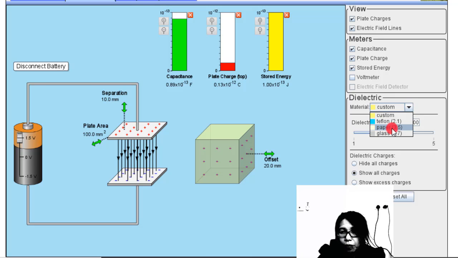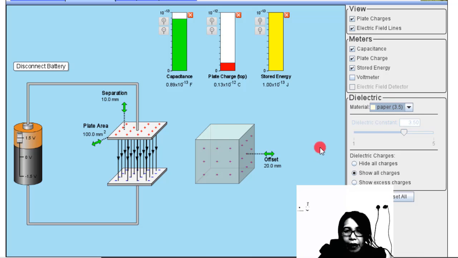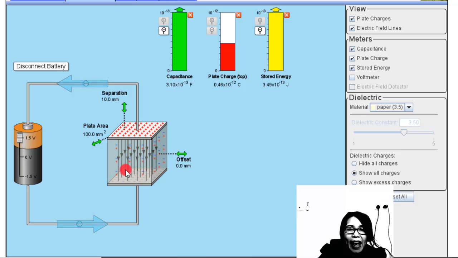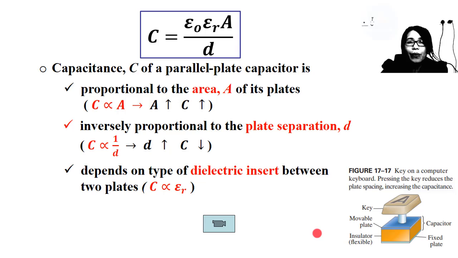Let's say I change it to paper. Paper has a dielectric constant of 3.5. So let us observe what happens to the value of capacitance. When I put it in, yes, the value of capacitance increases and we are able to store more charges on the plates of the capacitor. So remember, the value of capacitance for parallel plate capacitors depends on the area, the plate separation, and also the dielectric that we insert between the two plates.